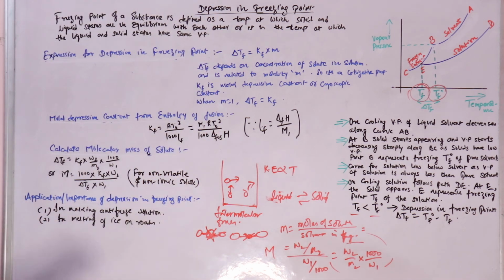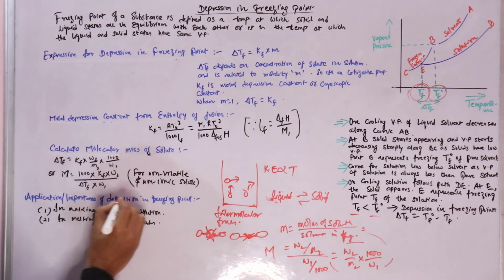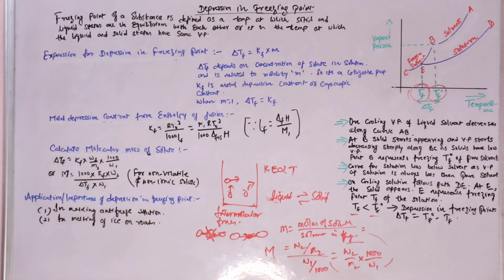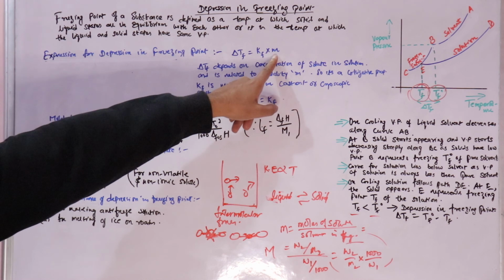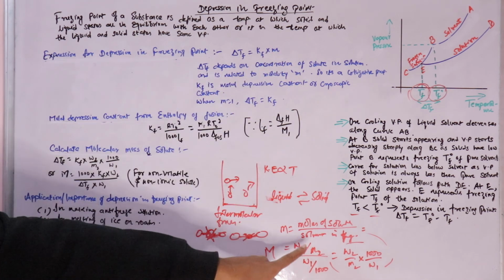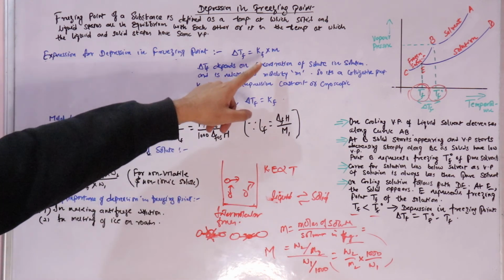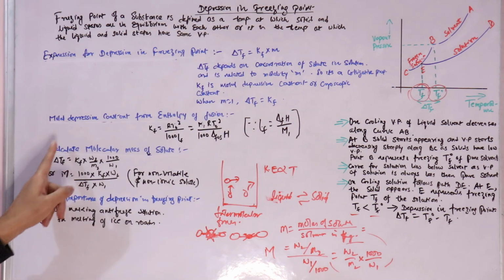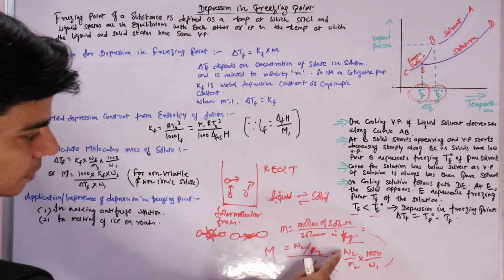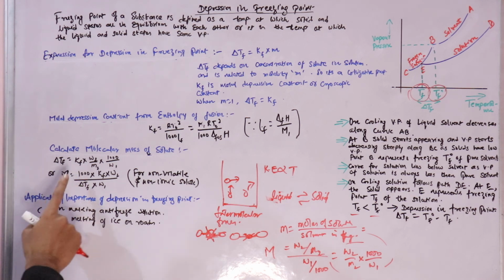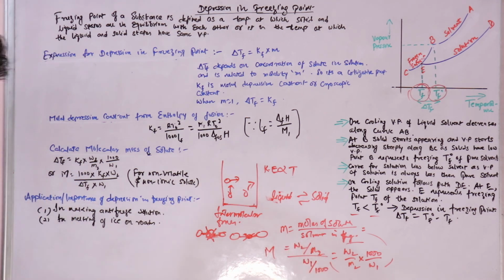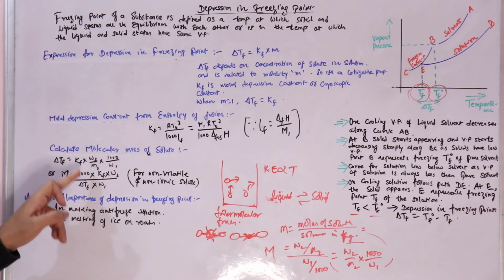So I hope all this is clear. This formula is important for numericals, right? In this formula we calculated the expression for molality and substituted its value here, and from there we solved it for the molecular mass of the solute, which is this. This is the expression for molecular mass in terms of depression in freezing point, right?